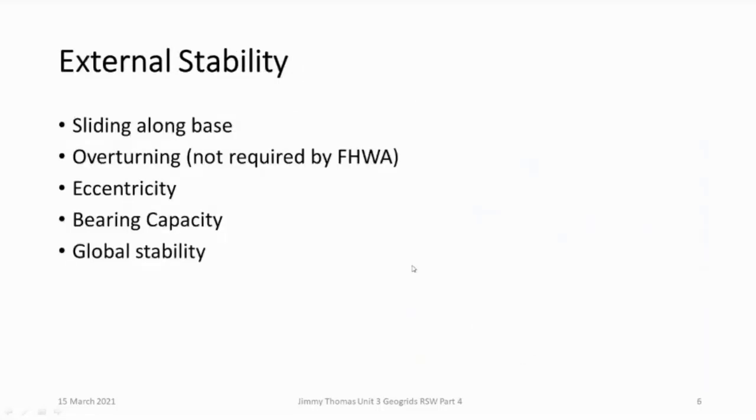With that, we'll go to external stability. We have to check sliding along the base. Overturning: because FHWA does not require an overturning check, we will not do that, but if you're doing it by NCMA or IRC guidelines, we'll have to check that also. Then we have to check eccentricity, bearing capacity, and global stability.